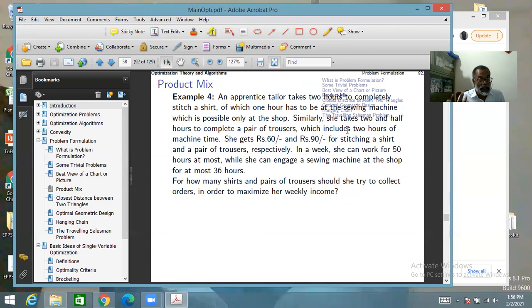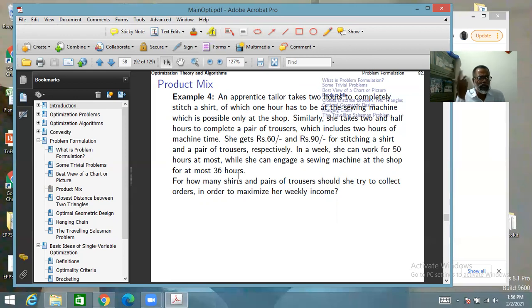Now, what is her payoff? She gets rupees 60 for each shirt and rupees 90 for each pair of trousers. Very underpaid, but let us concentrate on the problem. In a week, she can work for 50 hours at most, and she can engage a machine at the shop for at most 36 hours because the machine shop will be closed. But the rest 14 hours she can work in her house.